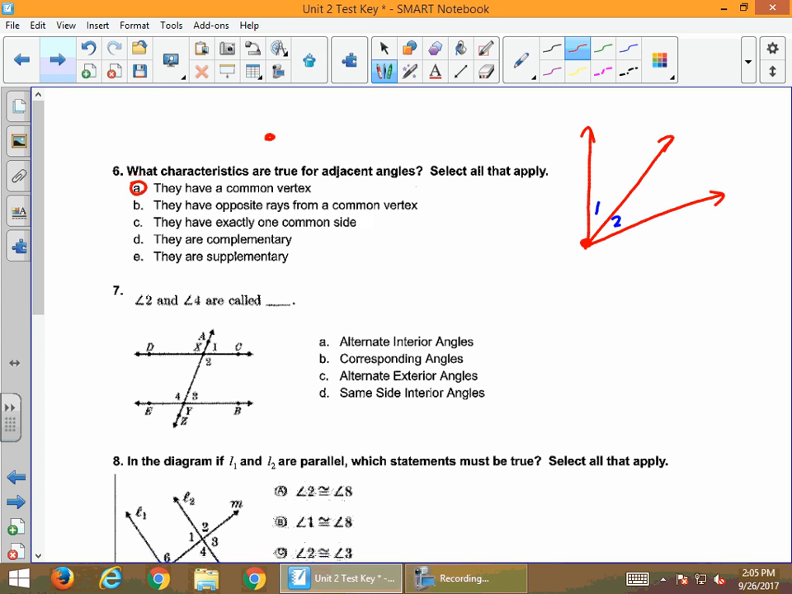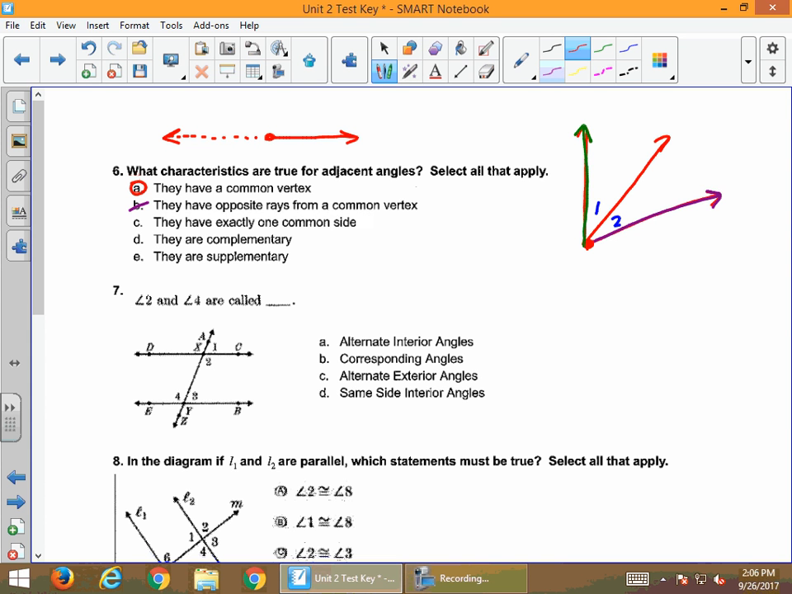If this is the vertex and this is the first ray, opposite rays means that it has to go in the exact opposite direction and make up a straight line. That is opposite rays. As you can tell, the angles over here on the right are adjacent, but they're not opposite. This ray here in green and the ray down here in purple are not going off into opposite directions. So that is not one of the options.